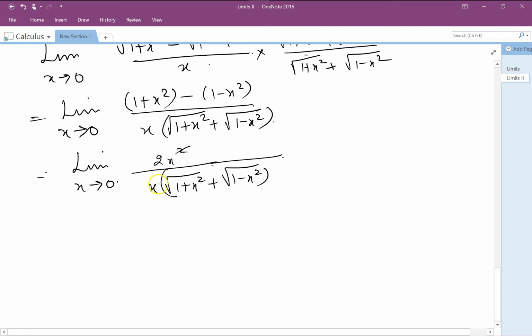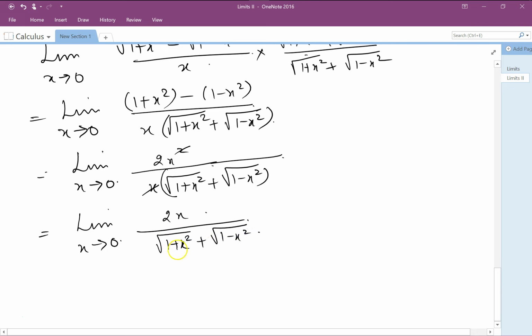So this square and this x get cut off, as x approaches 0. This becomes 2x by square root of 1 plus x square plus square root of 1 minus x square.